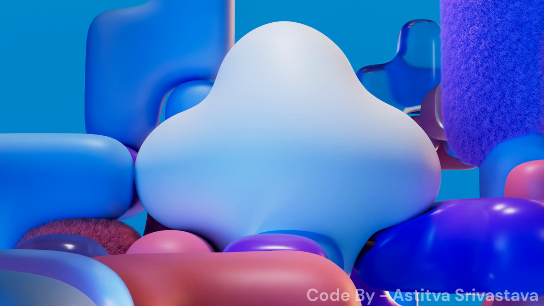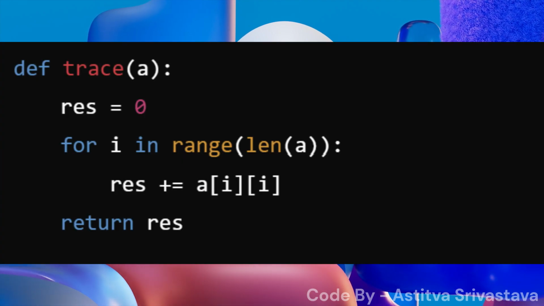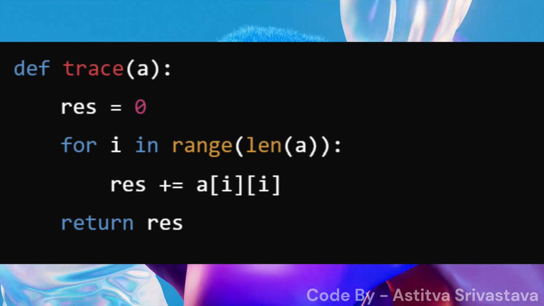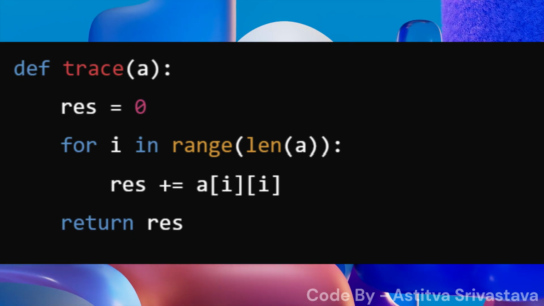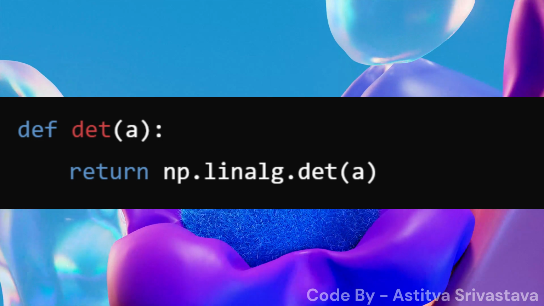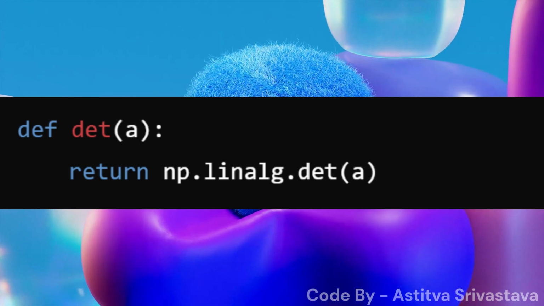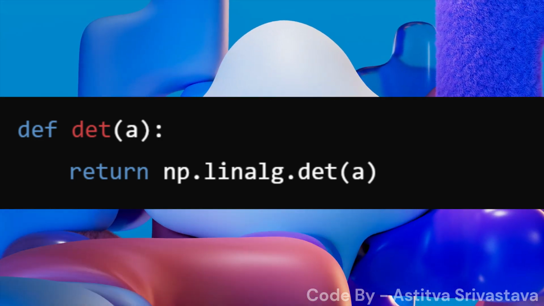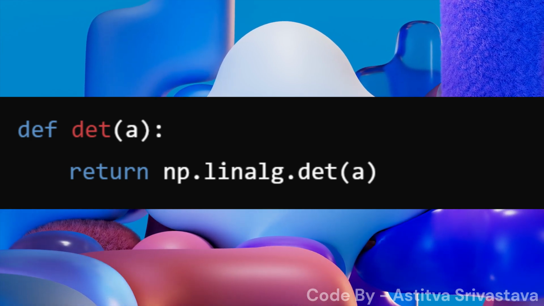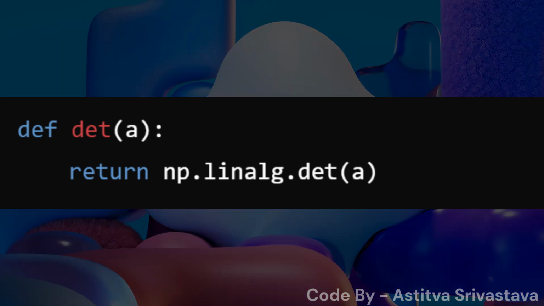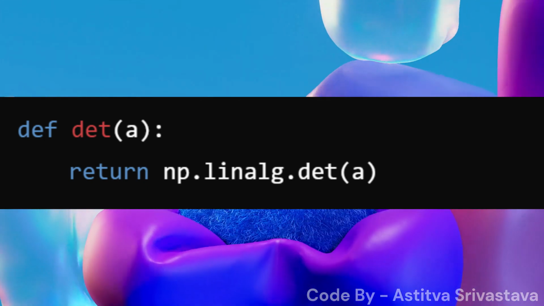Now, for matrix trace. This function calculates the trace of a square matrix A. The trace is the sum of the diagonal elements from the top left to bottom right. A loop runs through the matrix, adding the elements where the row and column indices are the same. Now, for matrix determinant. This function calculates the determinant of matrix A. Instead of manually coding it, we use numpy's built-in det function, which is highly optimized for such calculations.